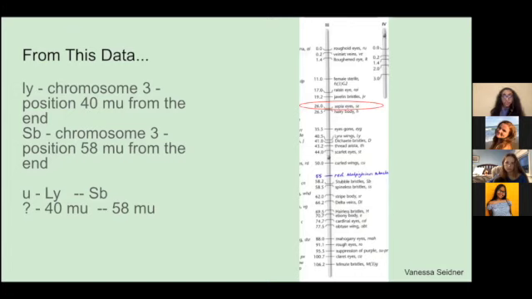From the information in FlyBase, we were able to determine that the Lyra wings gene is 40 map units away from the end, and that the stubble bristles gene is 58 map units away from the end. When this is paired with our information about the double crossing over, then we know that our mutation codes for sepia eyes, especially when we know that our phenotype is dark brown eye color.